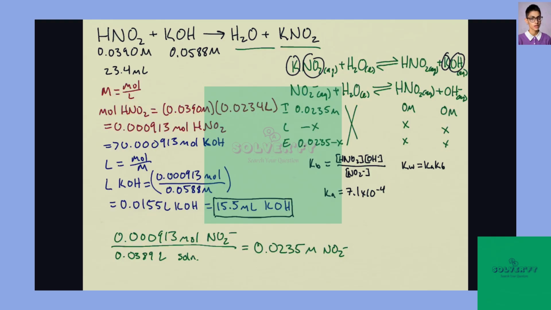So let's do that. Plugging in our Ka into this equation here, we get a Kb of 1.41 times 10 to the negative 11th. So 1.41 times 10 to the negative 11th is equal to our concentration of HNO2, which is X in our table, times our concentration of OH minus, which is also X, so we can just write this as X squared, divided by our concentration of NO2 minus, which is 0.0235 minus X.